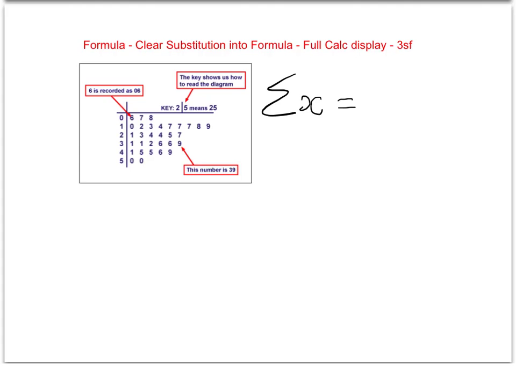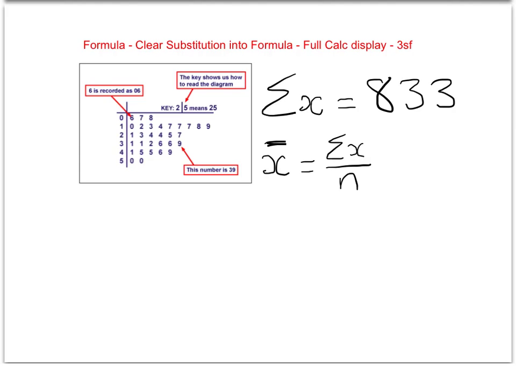In this case, 6 add 7 add 8 add 10 add 12 add 13 add 14 add 17 add 17 add 17 and so on, which comes to 833. Unless I've gone wrong, which is always a possibility. Okay, so then the mean, we use this notation, x bar. The mean x bar is all of the x's added up, divided by the total amount of data.